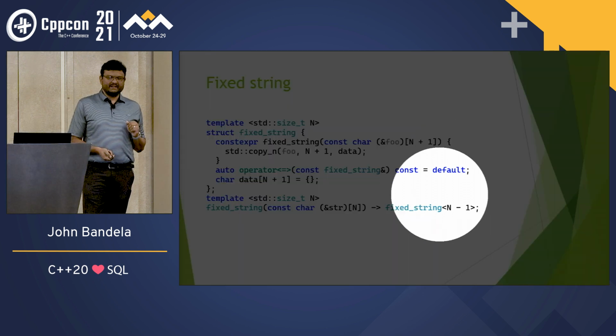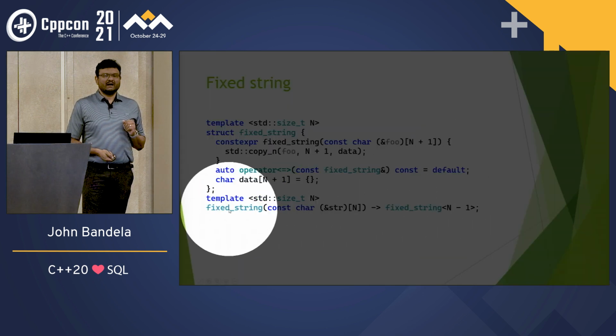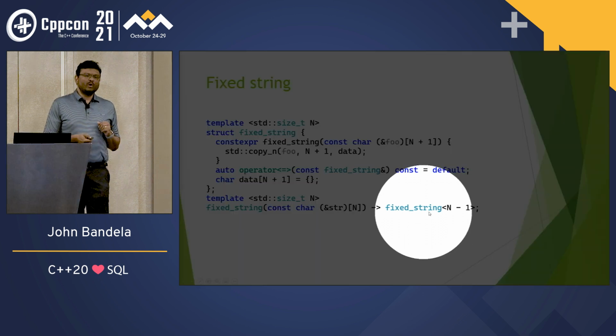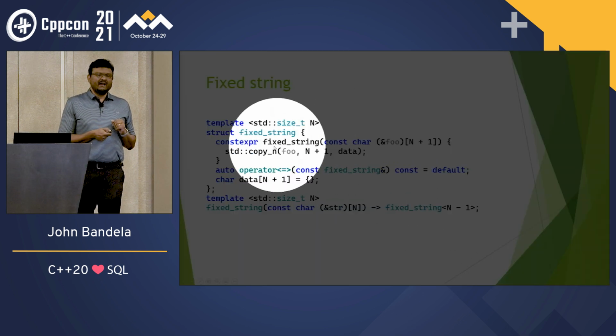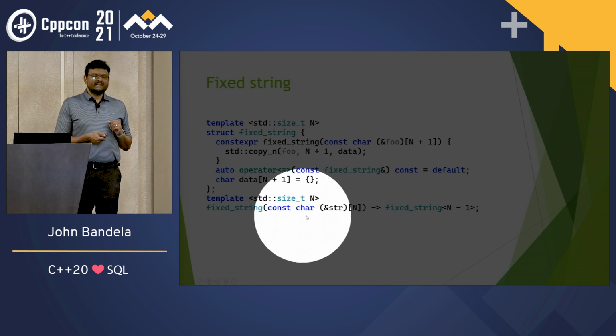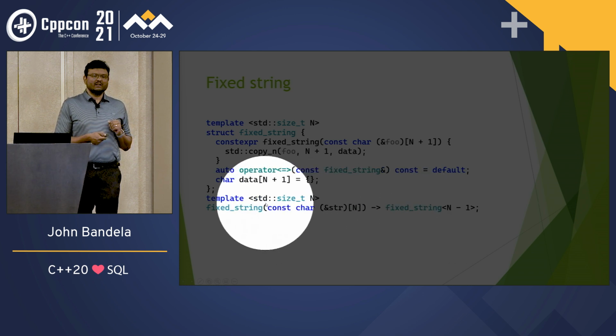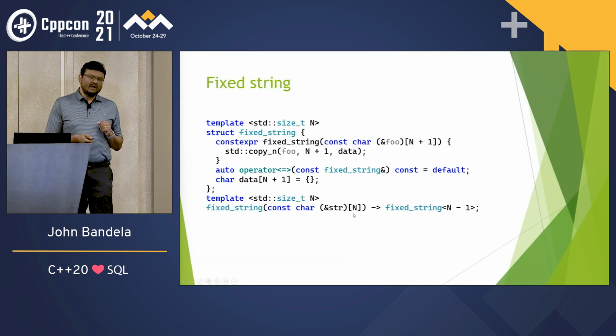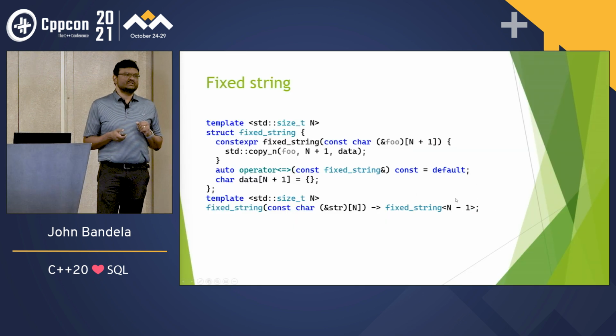And then the bottom of it is a class template type deduction guide. What that allows us to do is we won't have to specify the n when we use it. We just say, if you see us calling fixed string and we're passing a constant char array reference of size n, make a fixed string of n minus 1.